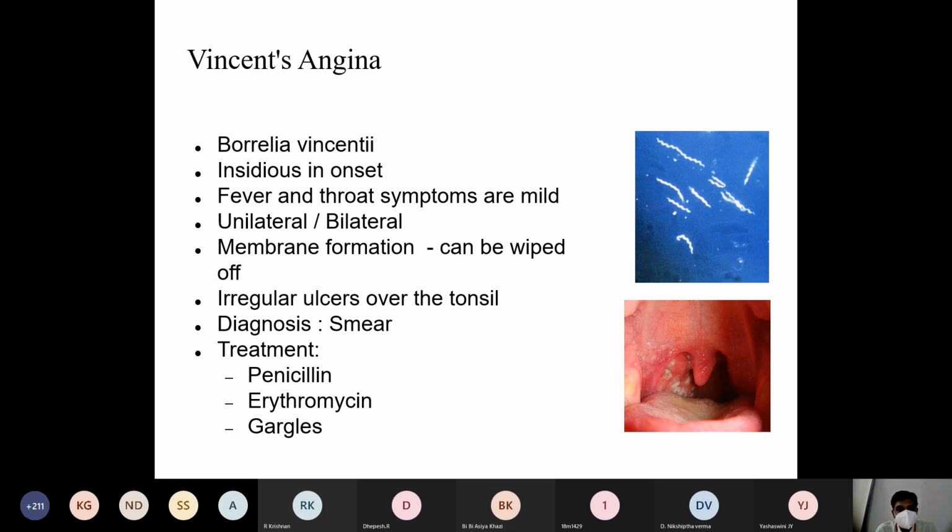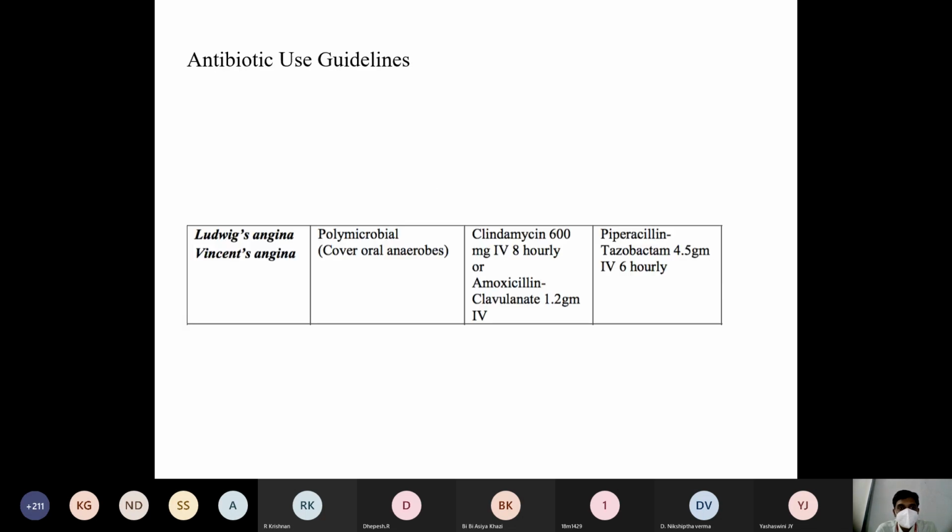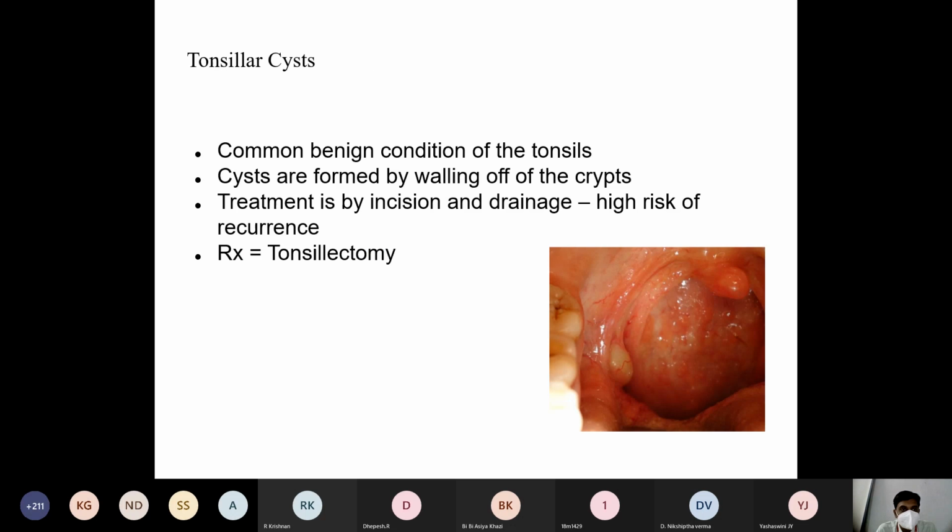Why is it called angina? Angina means suffocation. It doesn't mean chest pain, it means suffocation. So the swelling in the throat mimics a sensation of suffocation. That's why it's called Vincent's angina. We can use penicillin, otherwise sometimes even clindamycin or amoxicillin.